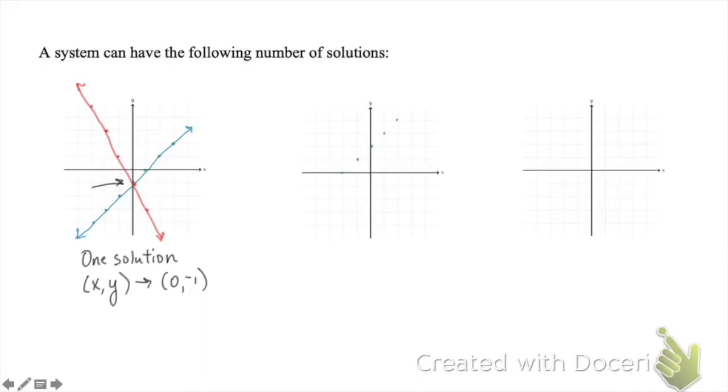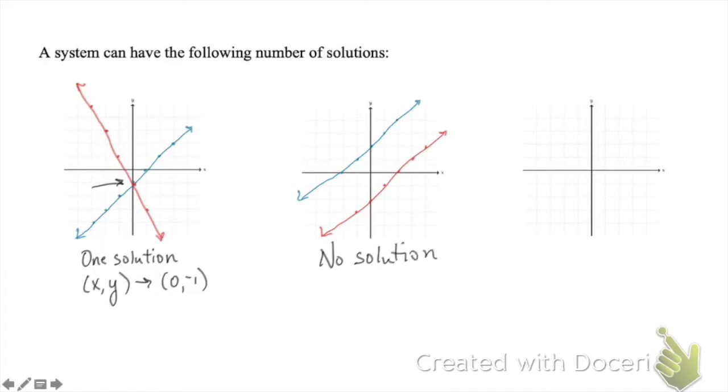The second situation is you can have a system that has no solution. These will be two lines that are parallel, so they'll have the same slope but different y-intercepts. When you graph them, you can see by the graph that they will not cross. So again, we would call this system a system of no solution.